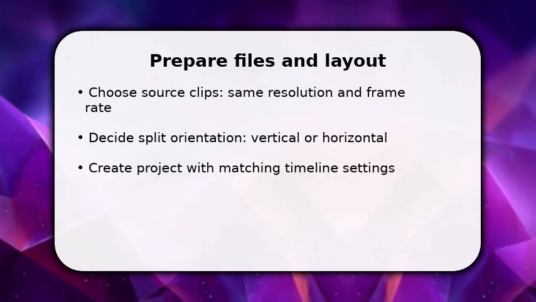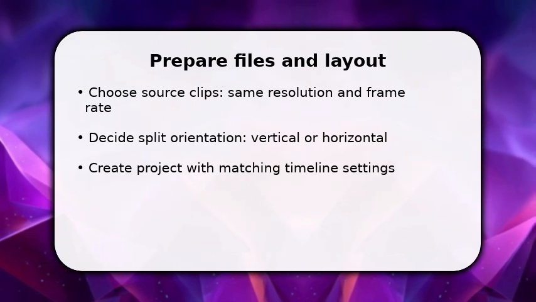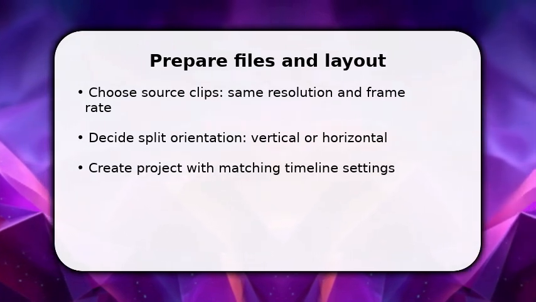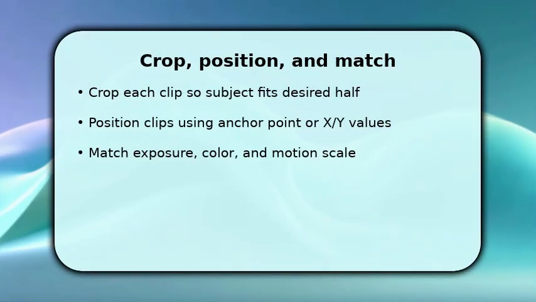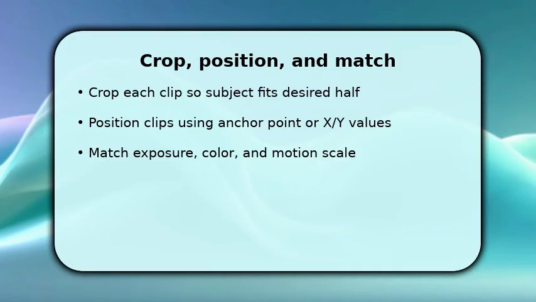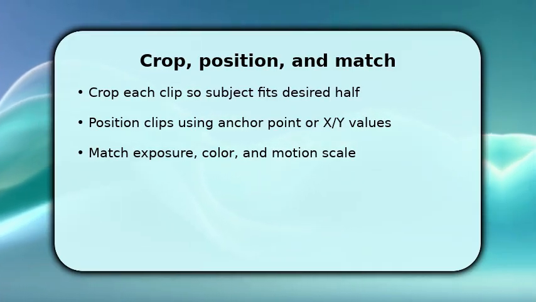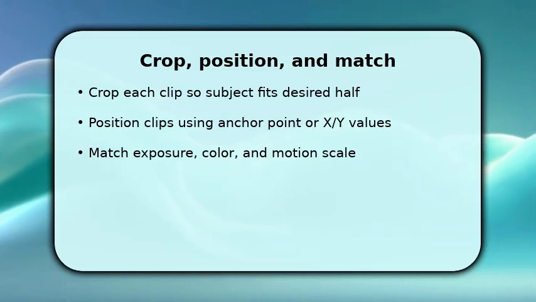Make sure to create 2 tracks and place each clip on its own track, so you can work on them independently without affecting the other. Now you crop and position so each clip occupies its half of the frame. Use precise crop tools or mask shapes for clean edges. Once you position, adjust the anchor point or use X/Y transform values so the subjects remain centered in their pane.